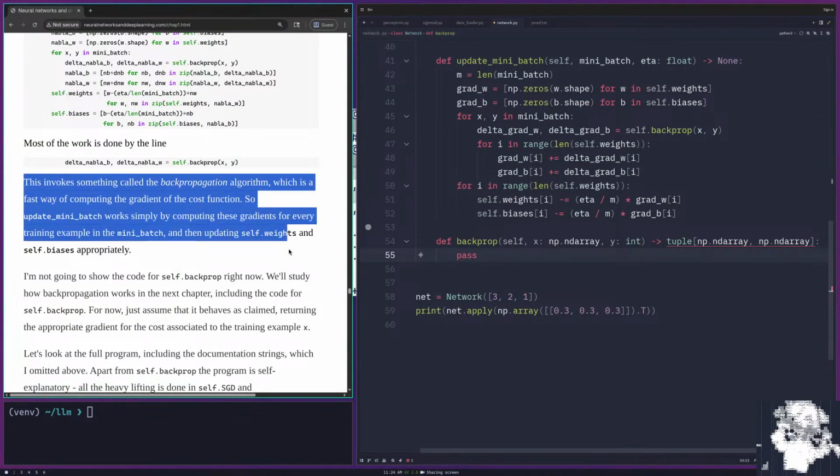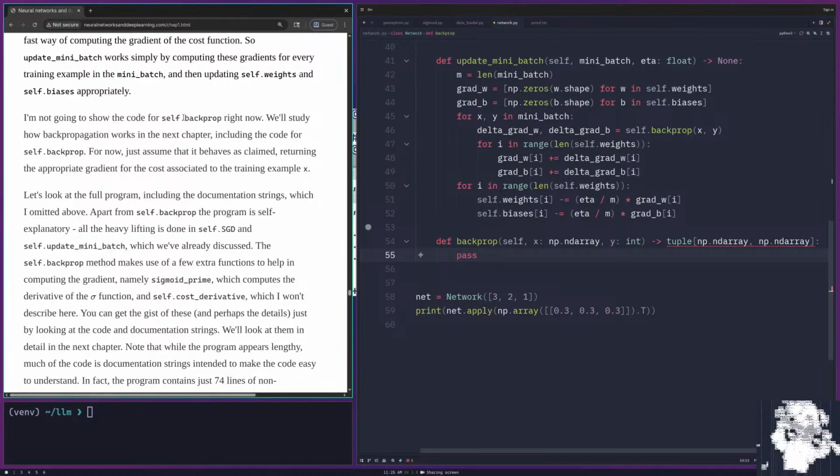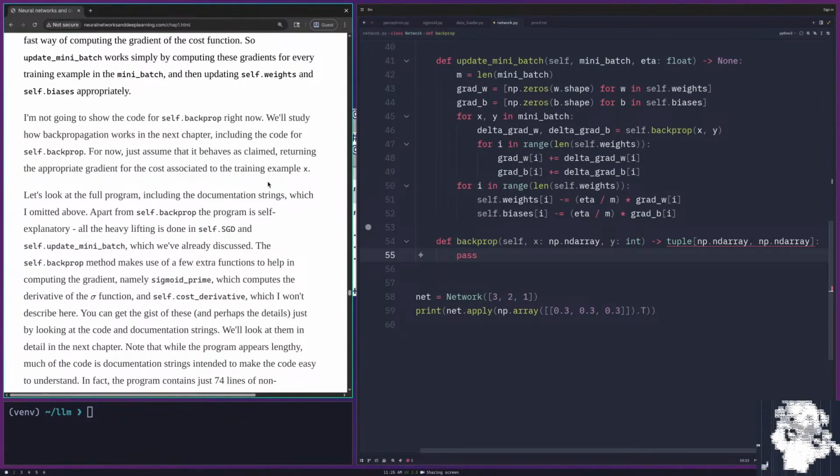This invokes something called the backpropagation algorithm, which is a fast way of computing the gradient of the cost function. So update mini batch works by simply computing these gradients for every training example in the mini batch and then updating self.weights and self.biases appropriately. I'm not going to show the code for self.backprop right now. We'll study how backpropagation works in the next chapter, including the code for self.backprop. For now, just assume that it behaves as claimed, returning the appropriate gradient of the cost function associated to the training example x.